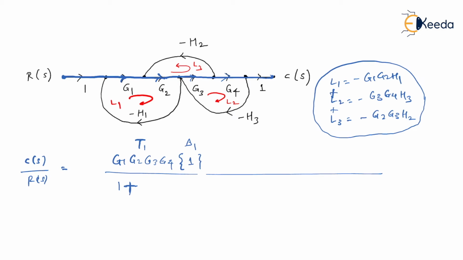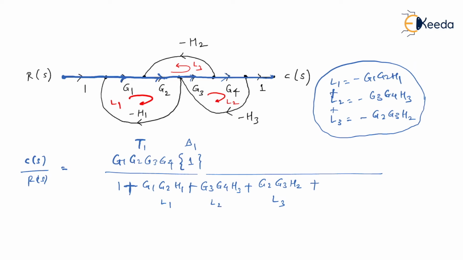Let us write the summation of all. It is simply G1, G2, H1 plus G3, G4, H3 plus G2, G3, H2. So this is L1, this is L2, this is L3, plus.